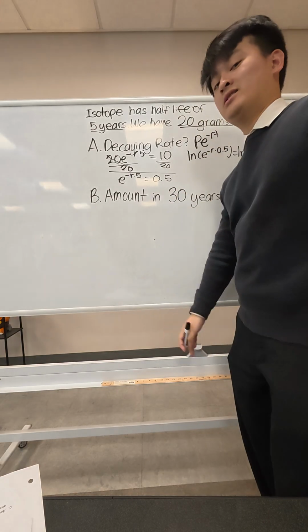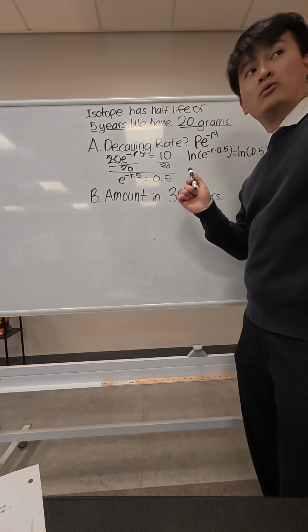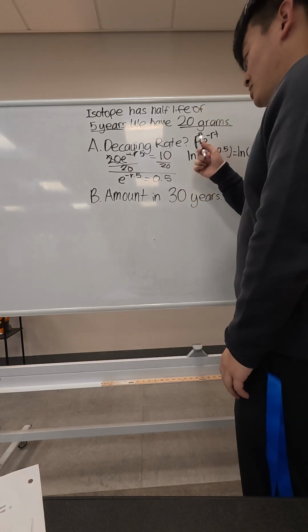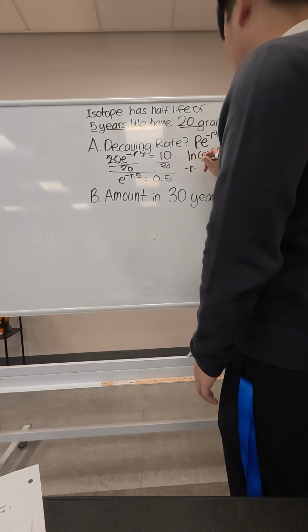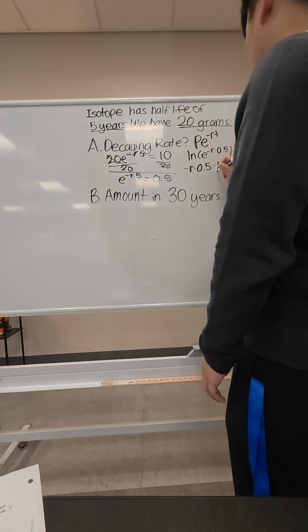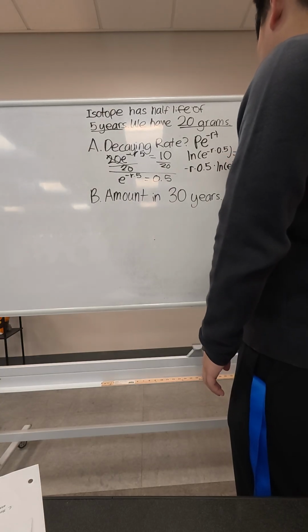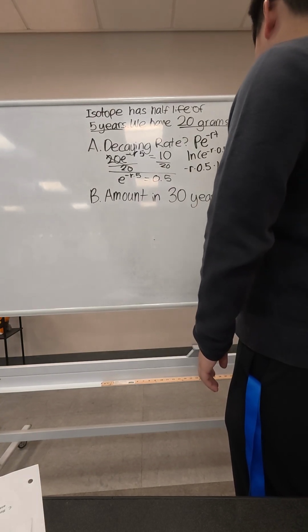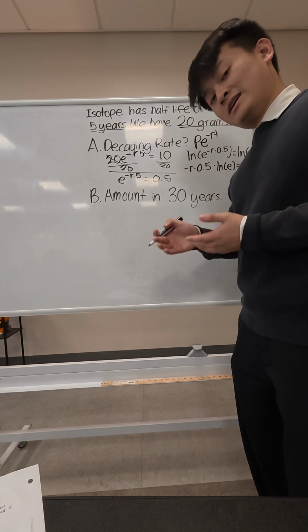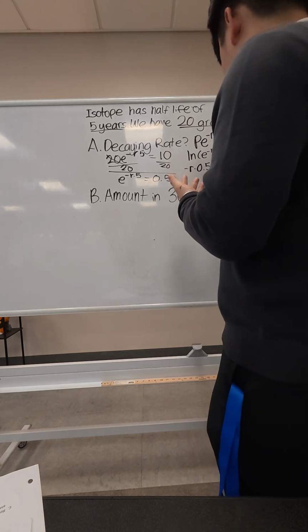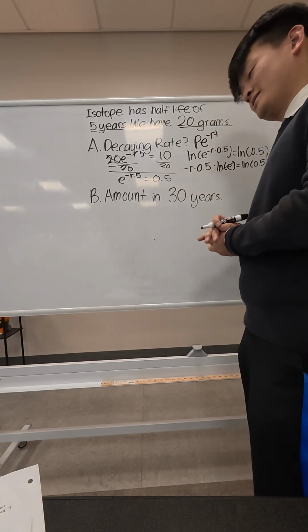If you remember anything about exponents, this is called the power rule. The power rule makes the exponent move to the front. That's negative R times 5 times ln e equals ln 0.5. Fun fact about ln of e, that's simply just 1, so you can kind of just forget it. You have this left for R.